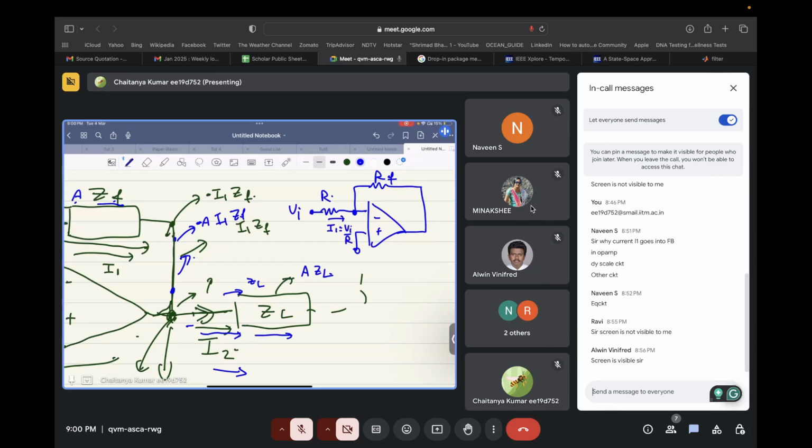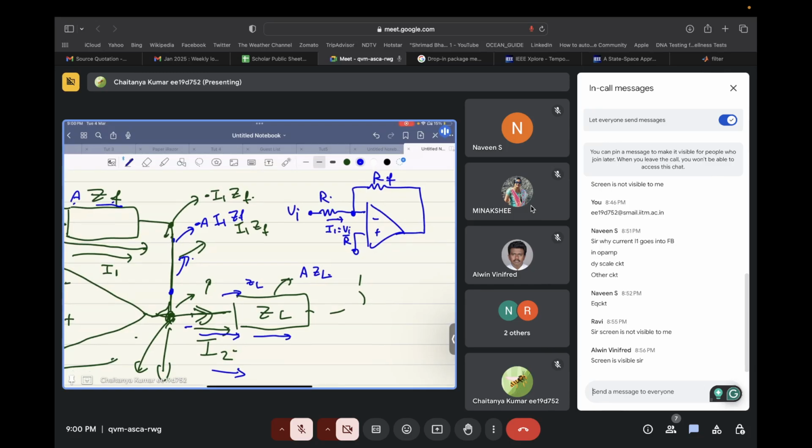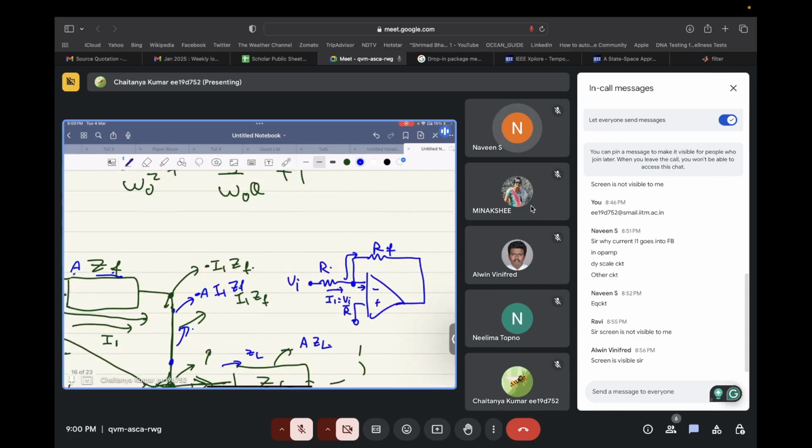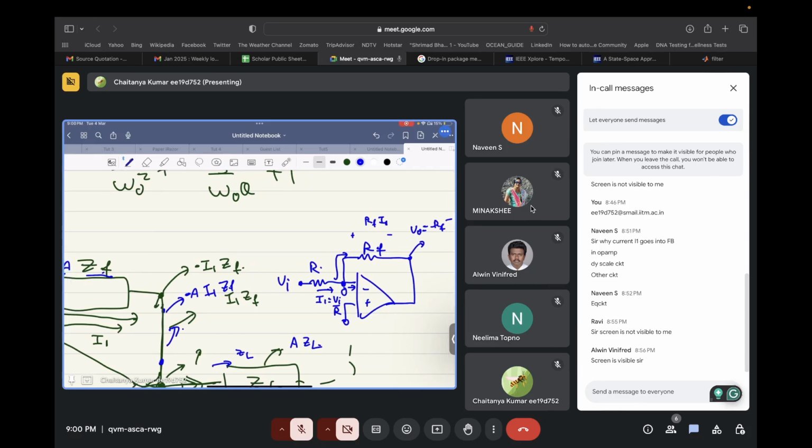Okay, so I1 over here is VI by R, right? Now this I1 will flow only through this feedback resistance, right? No current can flow inside the inverting terminal of the op amp, right? So if this current I1 flows through this RF, what will be the voltage at the output? This voltage is zero. The potential developed is RF times I1, right? So this will become minus RF times I1. And what was I1? VI by R. So minus RF by R times VI. So where is I out in this?